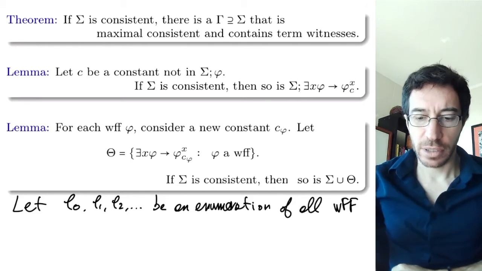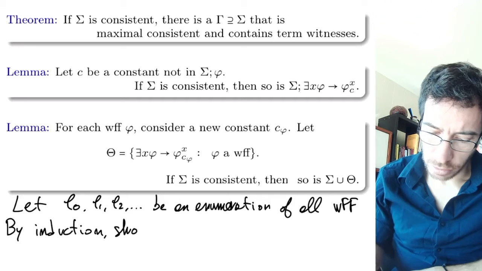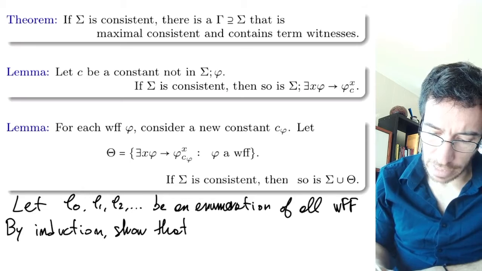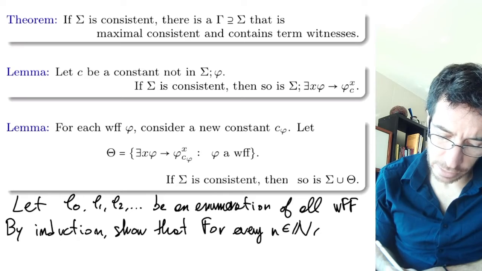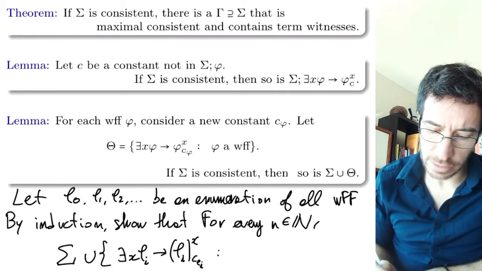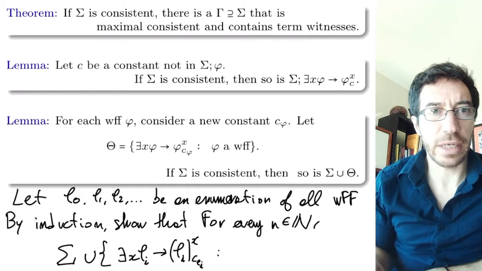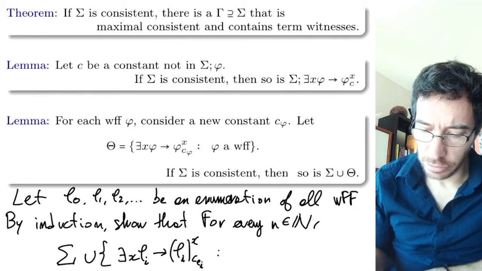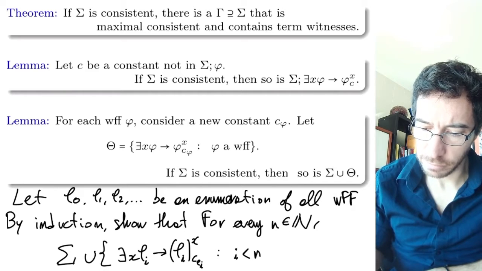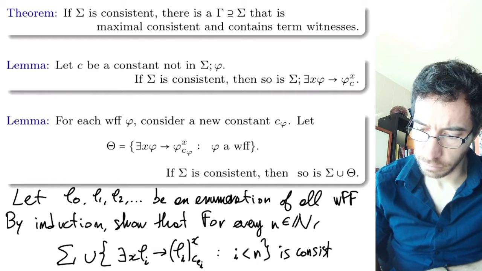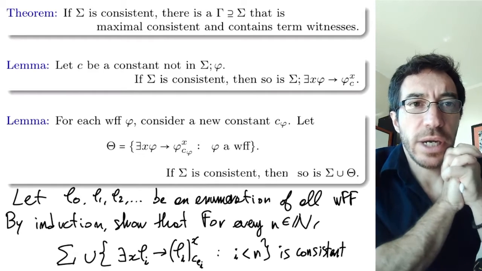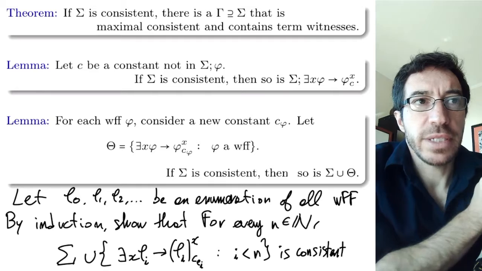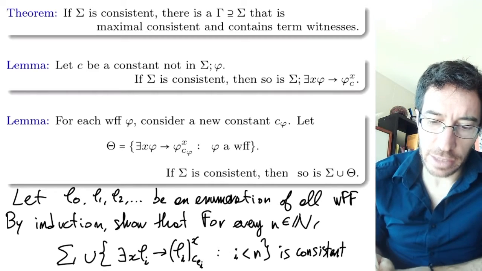And then we need to use induction to show that for every n in the natural numbers, we have that sigma together with the formulas there exists x phi sub i implies phi sub i where x is replaced by c sub i, for i less than n, is consistent. Right, but this one we know is consistent because of the induction, since the induction step is exactly the lemma that we had before.